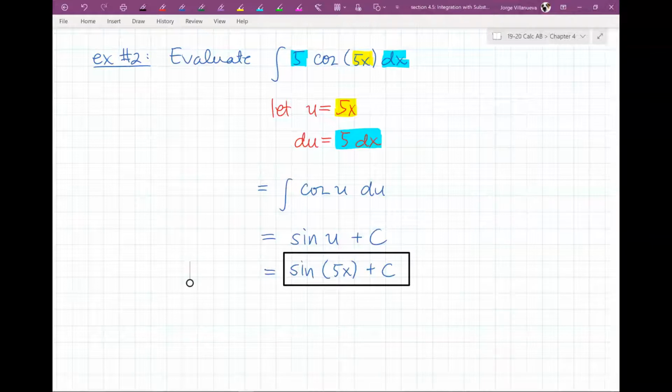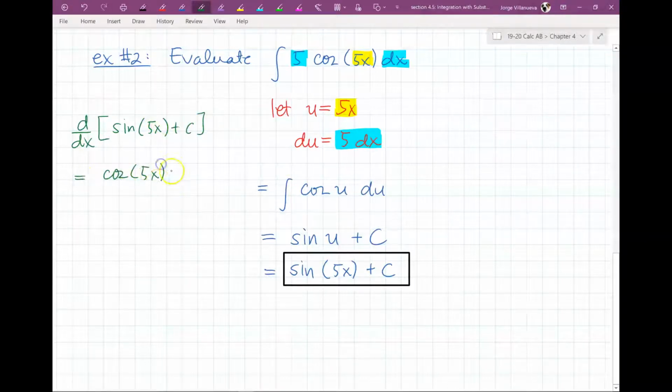So if you go ahead and take that derivative, you will get the same exact value. So d/dx of sine of 5x plus c is cosine of 5x times 5 plus 0, which is 5 cosine of 5x, which is, again, what you see right there.